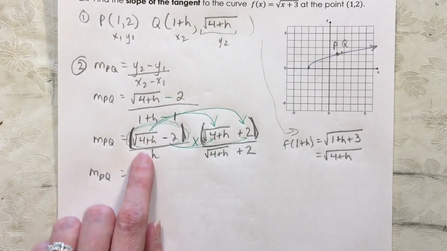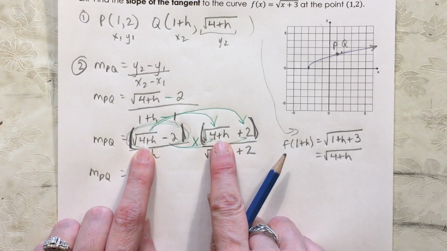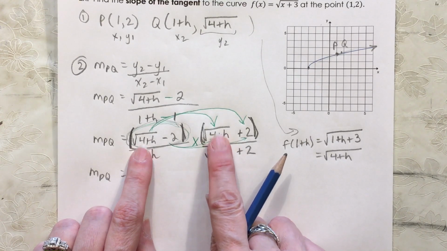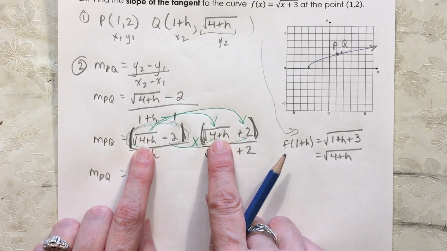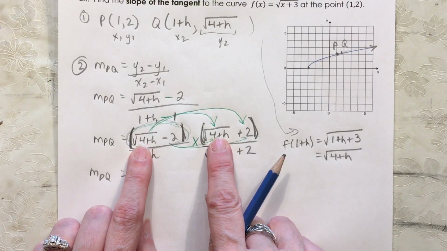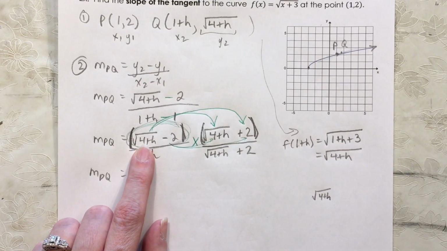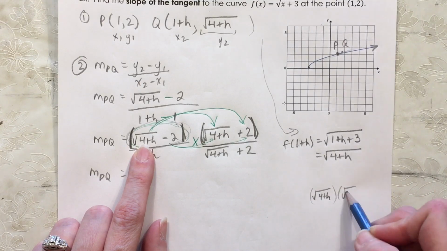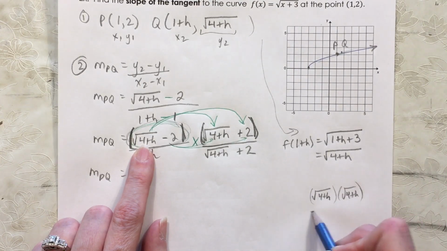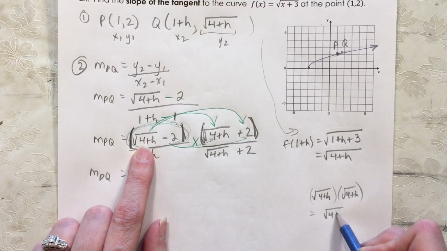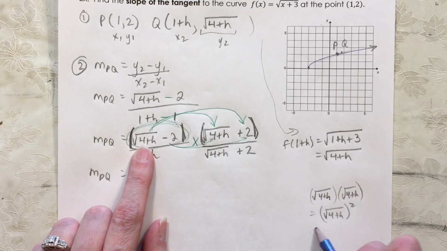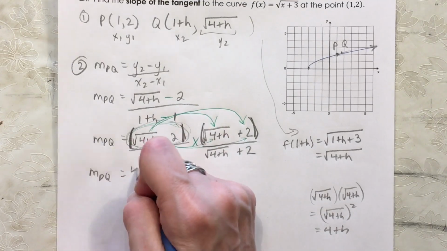Okay, so we're multiplying the square root of 4 plus h by itself. The square root of 4 plus h by the square root of 4 plus h. If you multiply a square root by itself, you're squaring it, or undoing the square root. So the root of 4 plus h, doing that off to the side here, times itself is going to give you the square root of 4 plus h squared, which is just 4 plus h. Okay, so that's the thinking there.